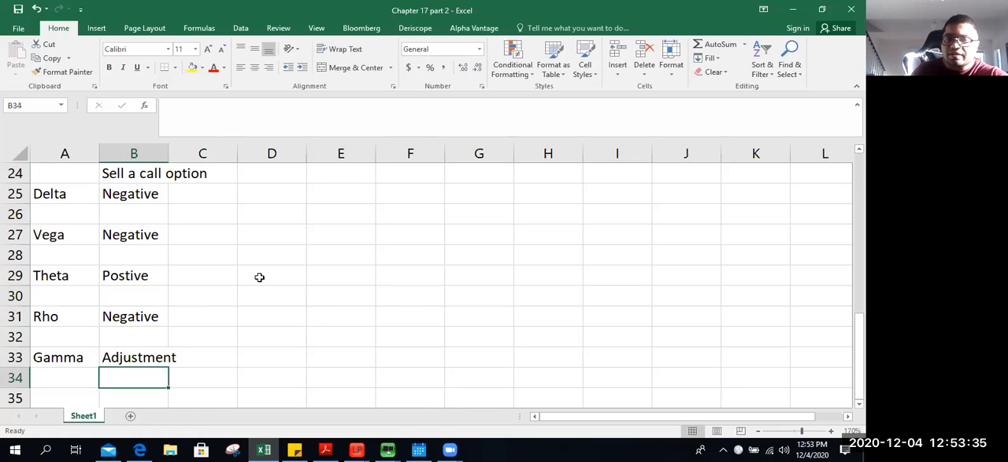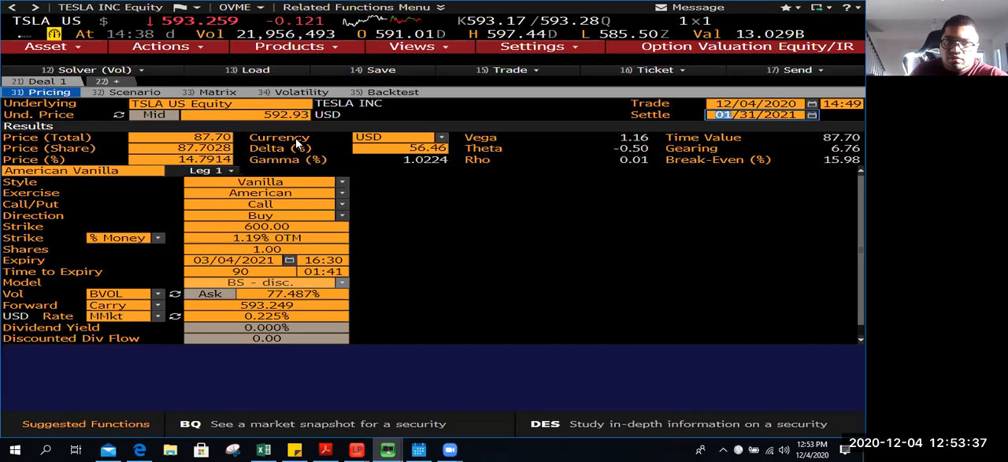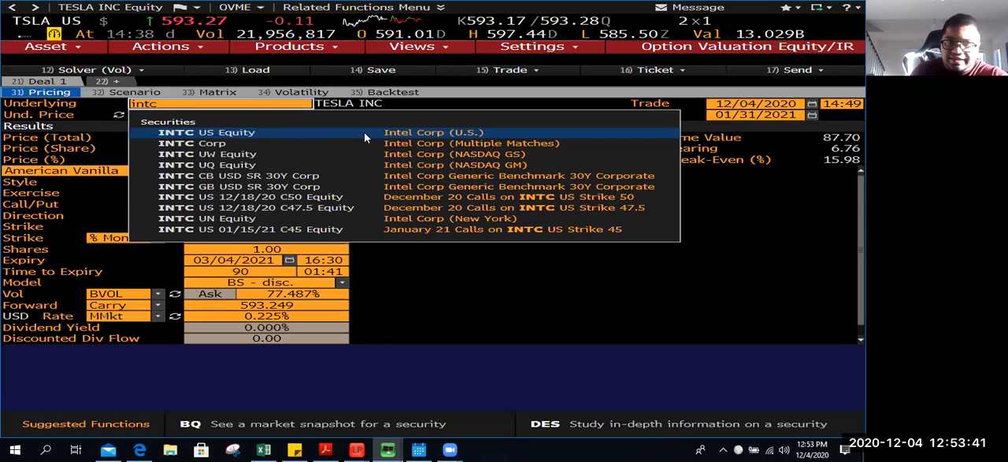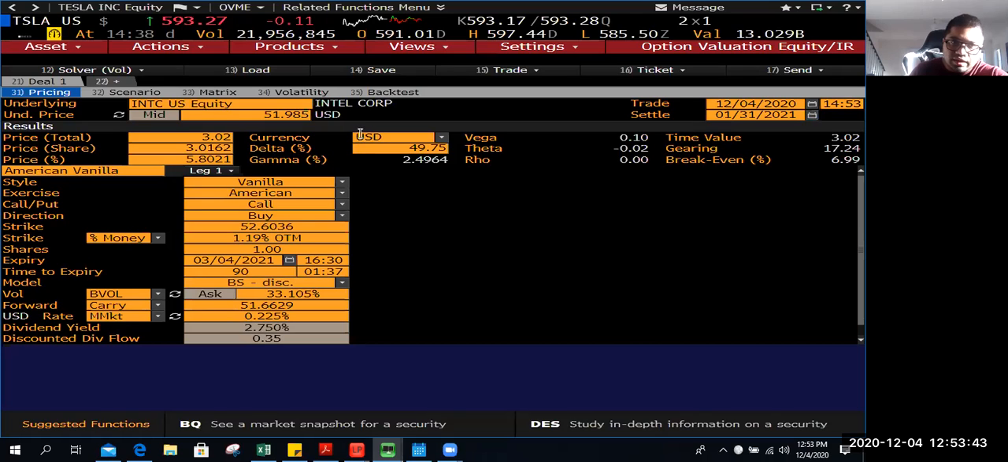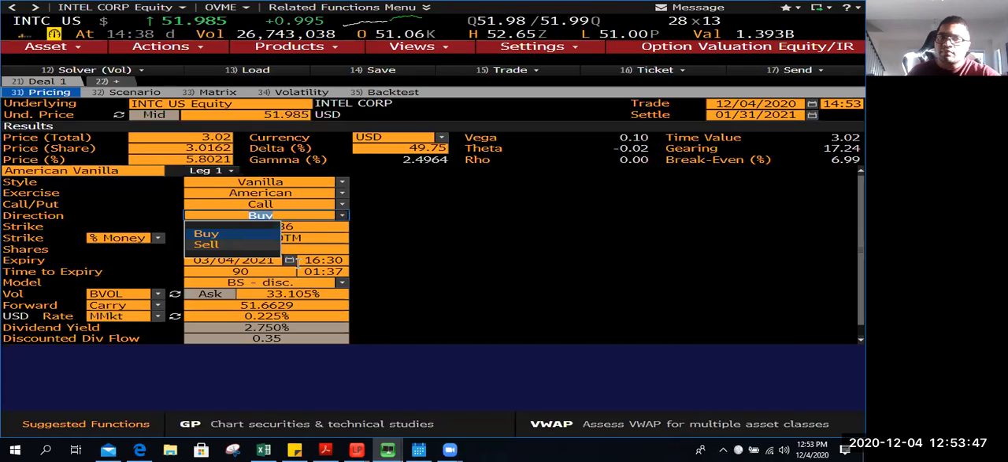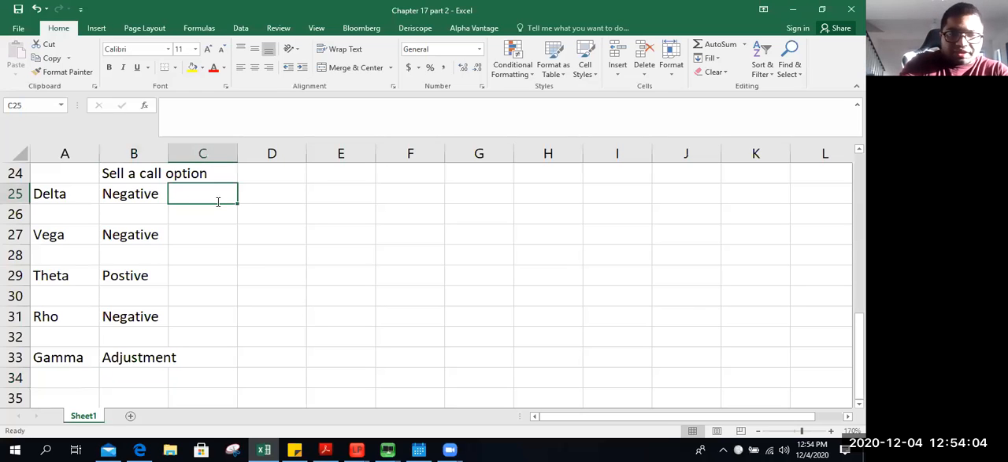So same thing. Let's look at one option. I'm not that bullish on Intel, so let's look at an Intel option, and I'm selling a call. Price is 51, so 52. Yeah, let us do that. If you sell a call, delta is negative 49%.